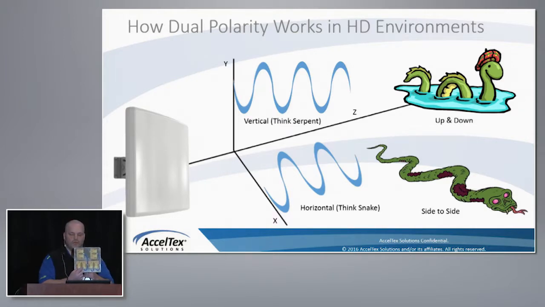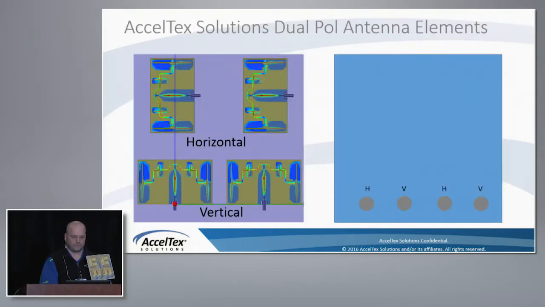Once you dual pole, you either have multiple elements, 2 or 3, that actually just shift or rotate the element to a horizontal orientation. Think of a snake slithering across the ground as the horizontal sine wave, and then the vertical sine wave is more of an up and down like a serpent. As you can see on the screen, here's the actual antenna. There are 2 vertical on the bottom and 2 horizontal at the top.